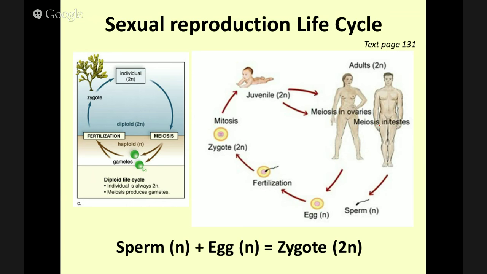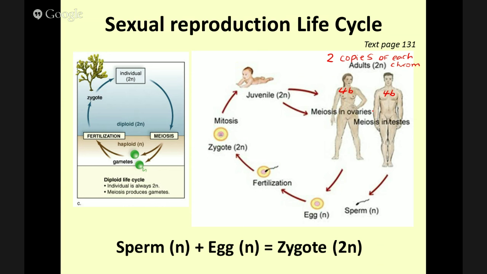This shows the life cycle of an organism which reproduces by sexual reproduction. Let's take a look at what we have, and here's where we're going to start. We have these adults, and it says that they are 2N. This means that they have two copies of each chromosome. That's what that 2N means. The female here has 46 chromosomes inside her cells. The male has 46 chromosomes inside his regular body cells.